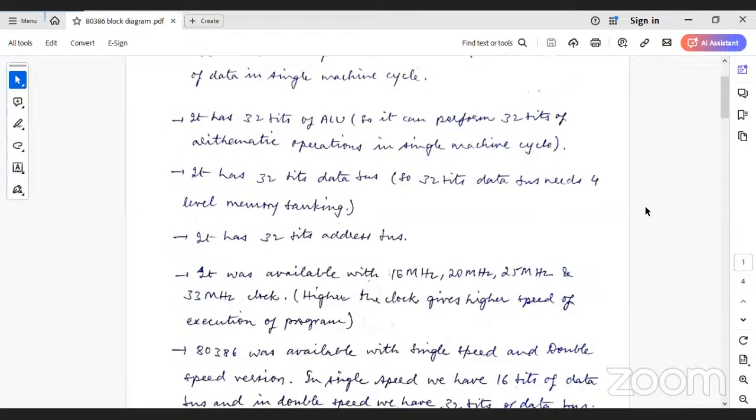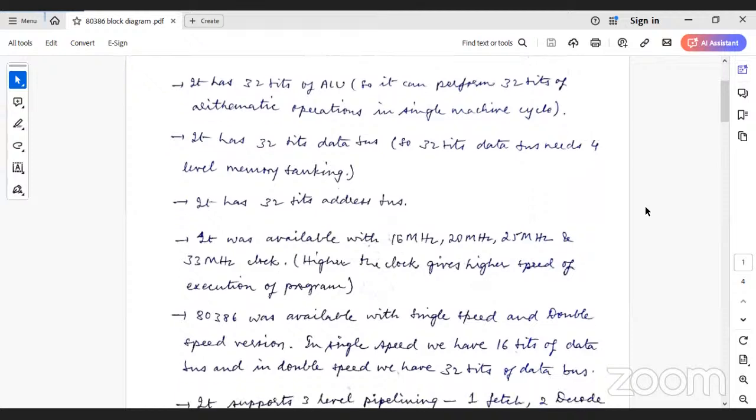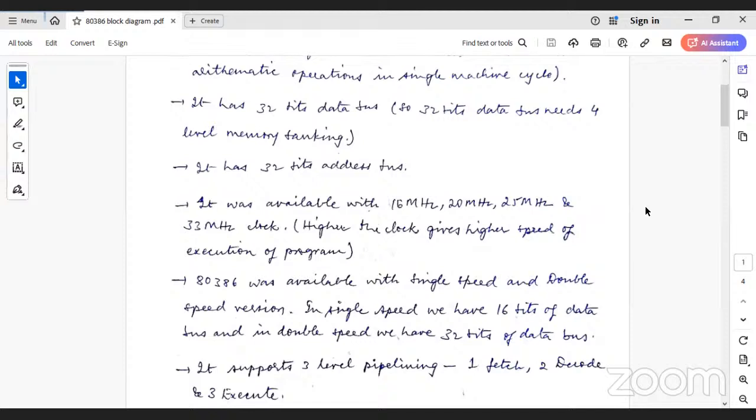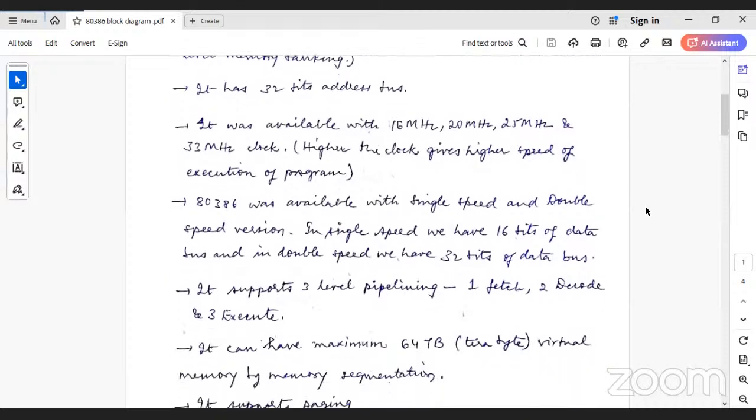of 80386. Now, another interesting feature you will see about 80386 is that it is available in single speed and double speed versions. Generally they are designated as SX and DX. These were the two different versions. Now, what is single speed and what is double speed? As you can see in the PDF itself, single speed has a 16-bit data bus and double speed has a 32-bit data bus.